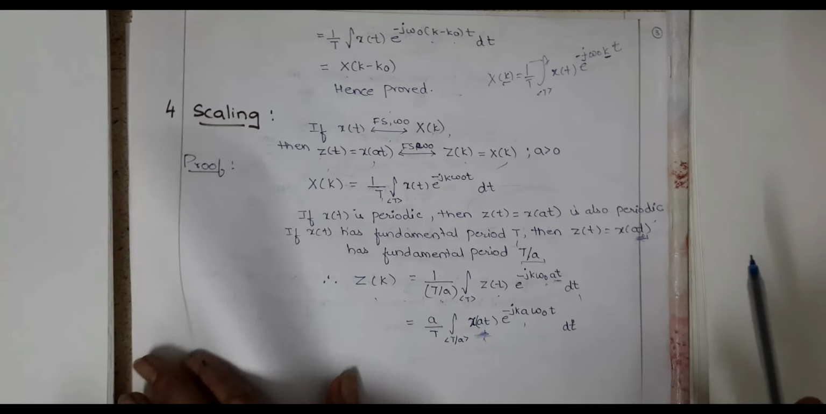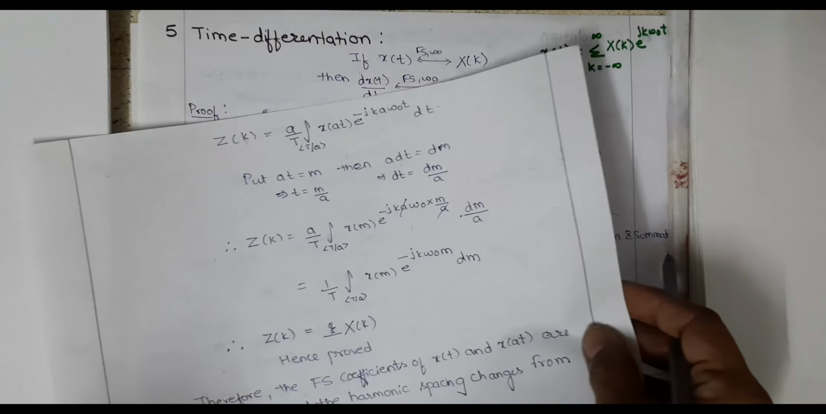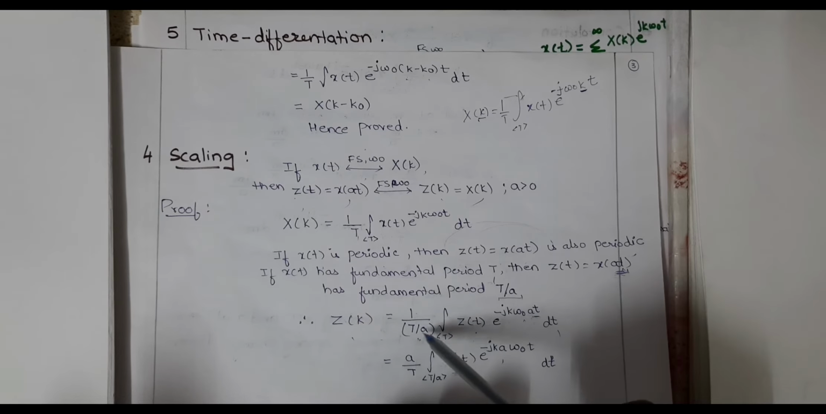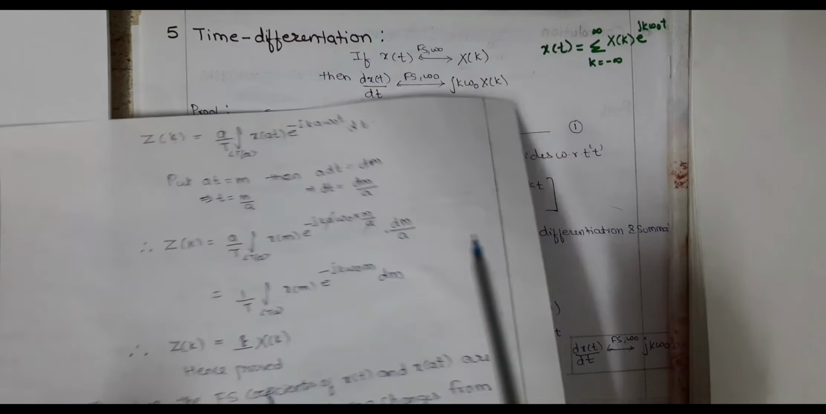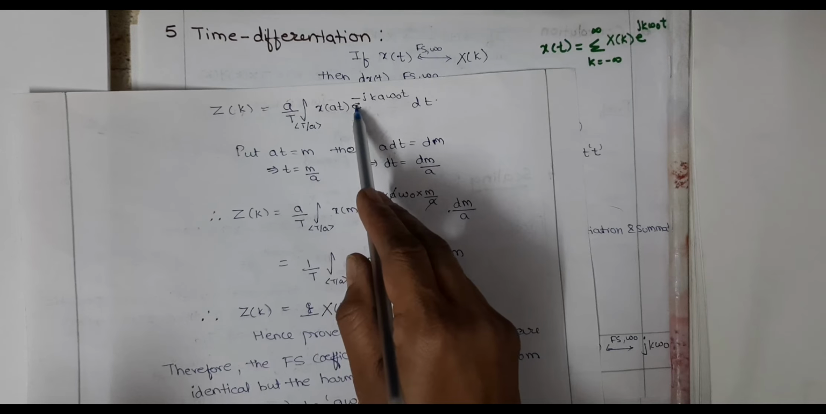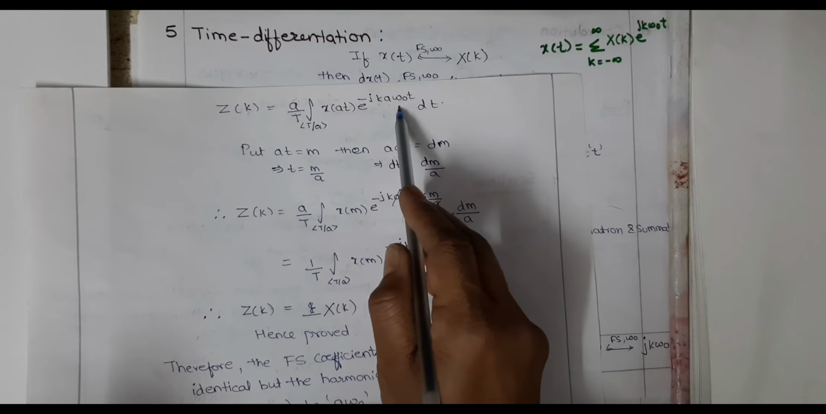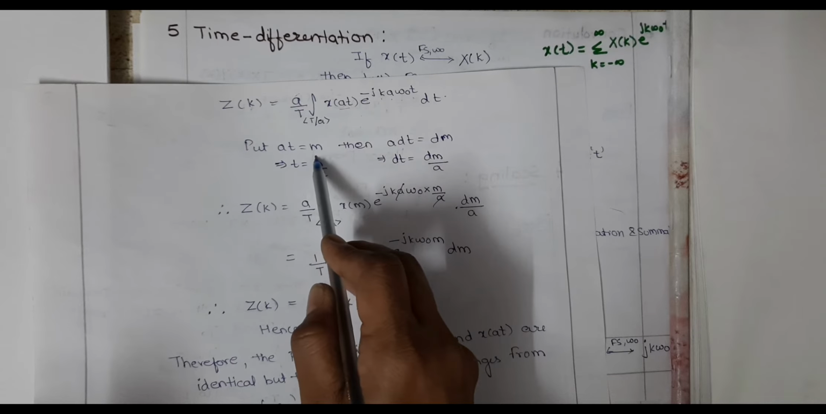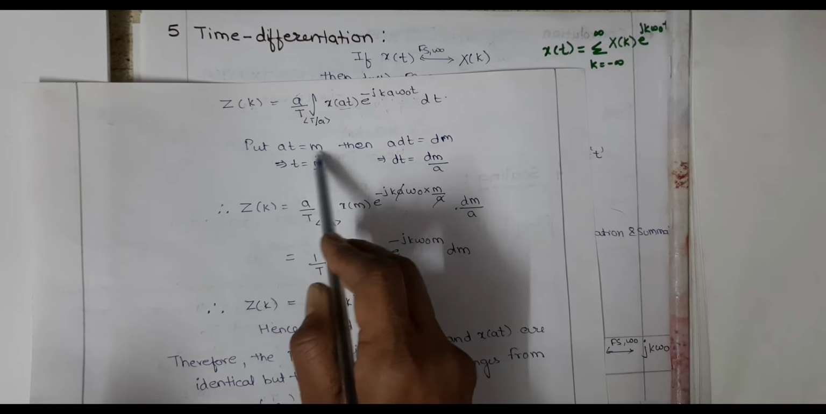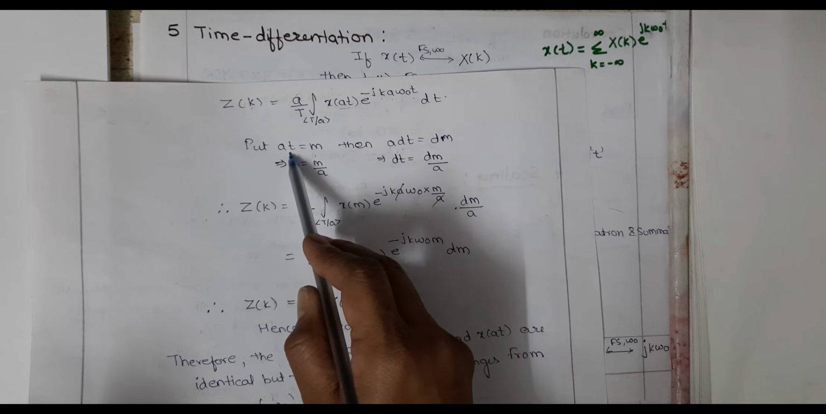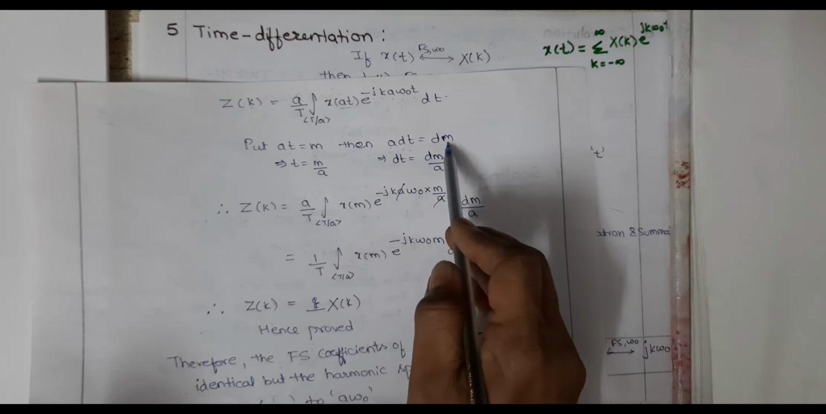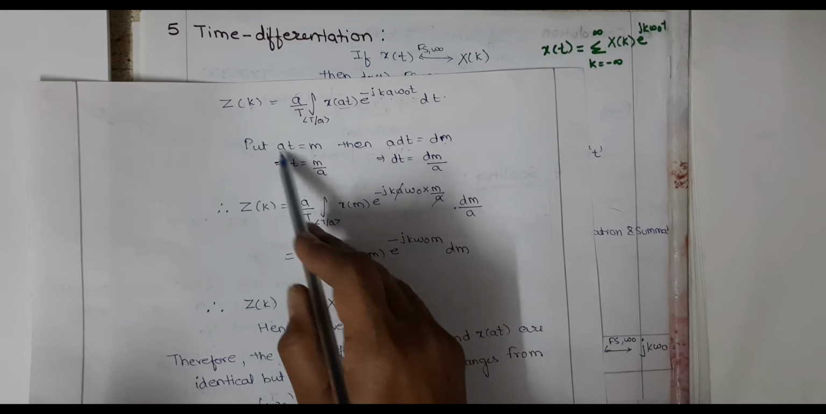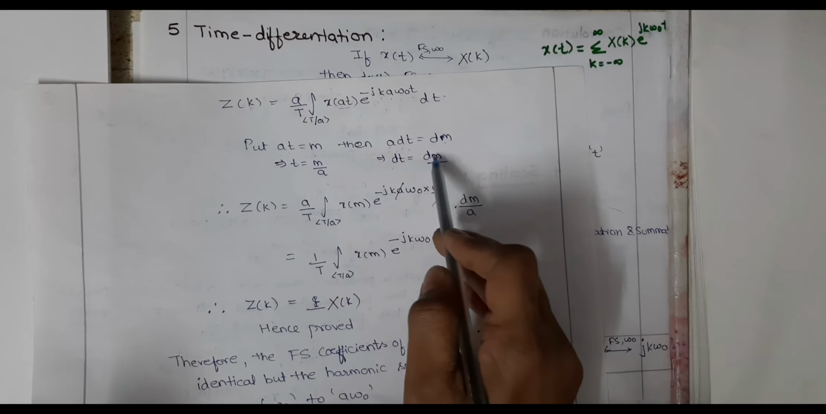Now for these terms, if you see here, a by t, then x of at e raised to minus j k a omega naught t. Now let us take this a into t as some m. Now differentiating on both sides, a is constant, t differentiation is dt, m differentiation is dm. t is equal to m by a, dt is equal to dm by a.